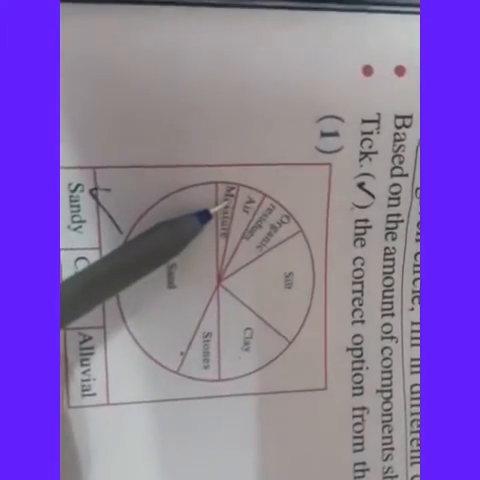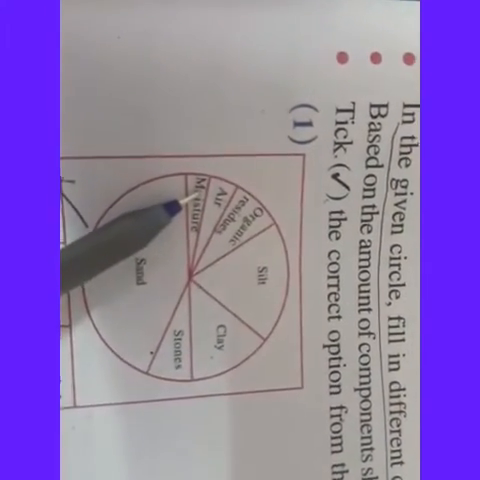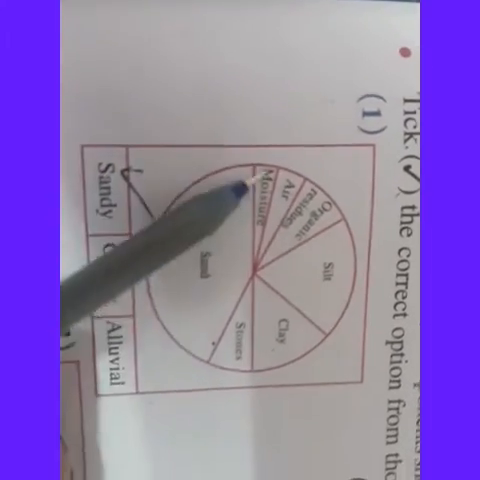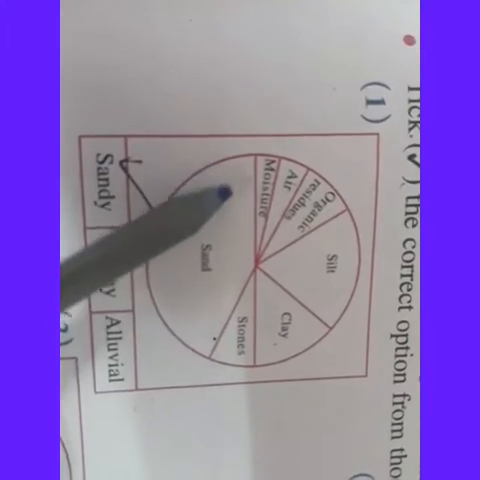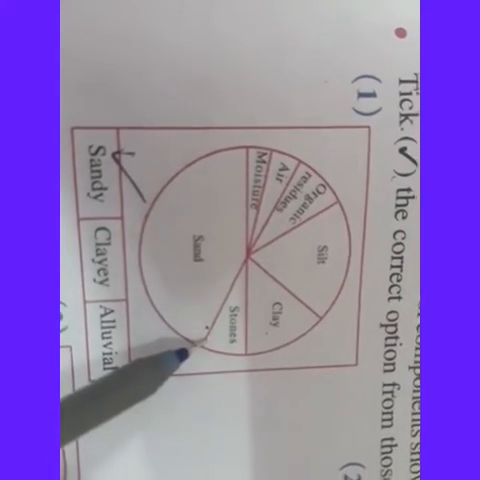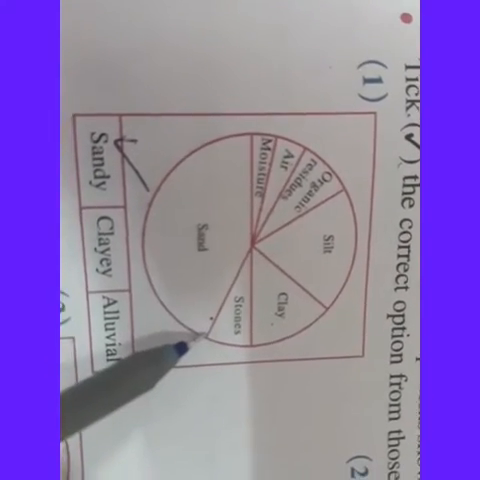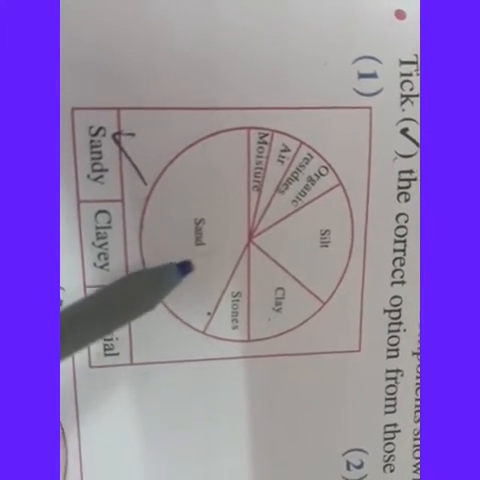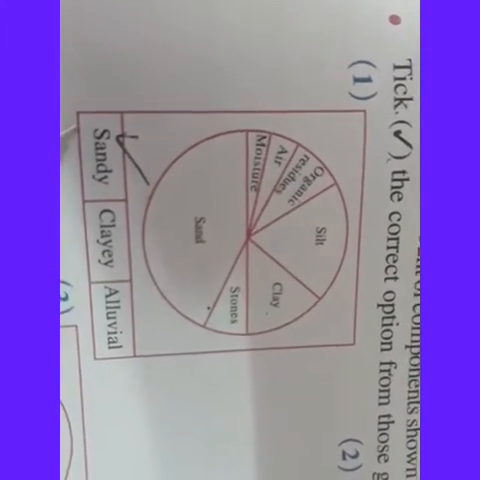Then there is dust and some minerals, but the major part of the soil is sand. You can see nearly half, that means nearly 46% of the soil contains sand. So this type of soil is your sandy soil.